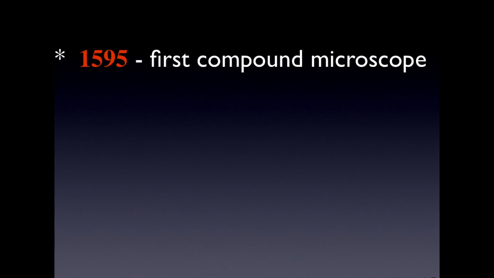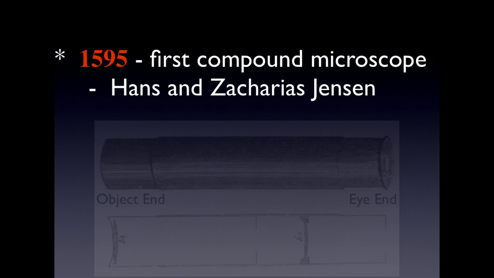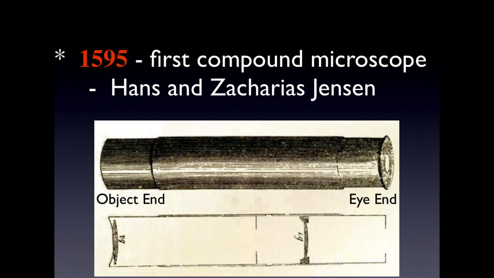The first compound microscope was invented in 1595. Any type of lens that makes things look larger is technically considered a microscope. A compound microscope is one that contains two or more lenses. Now, this first microscope was invented by a father and son named Hans and Zacharias Jensen, and their microscope looked very little like what we have today.